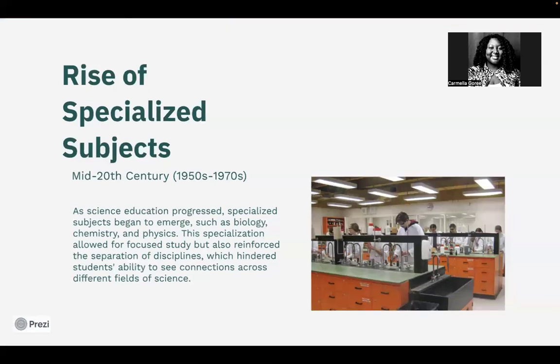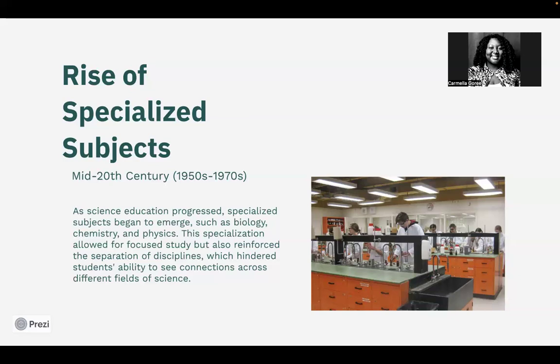So next, diving into the mid 20th century, the 1950s to the 1970s. Science education progressed and specialized subjects began to emerge, such as biology, chemistry, and physics. This specialization allowed for focused study, but also reinforced the separation of disciplines. During this time, it also was the rise of inquiry-based science education. So that was around the time that Sputnik and the space race was happening. The National Defense Education Act was passed, which increased funding for science and mathematics education, encouraging problem solving and innovation.